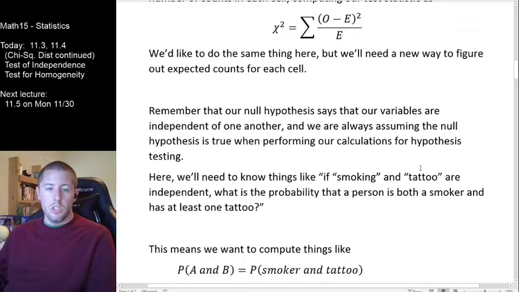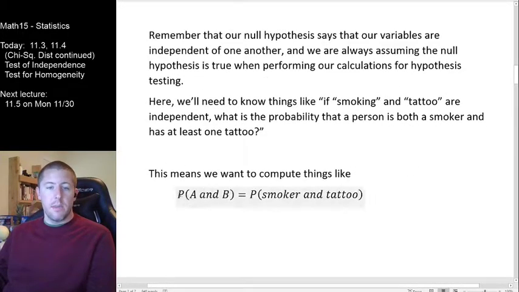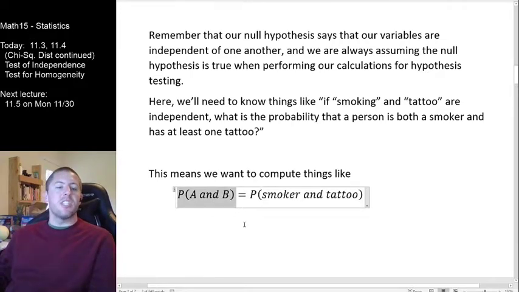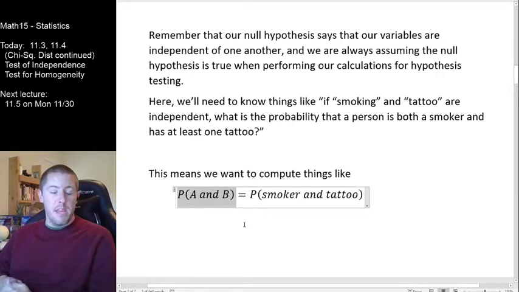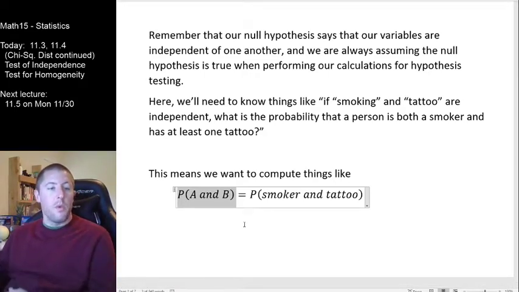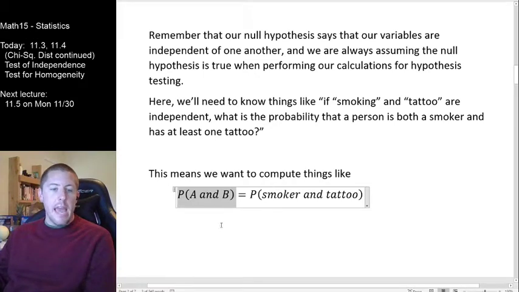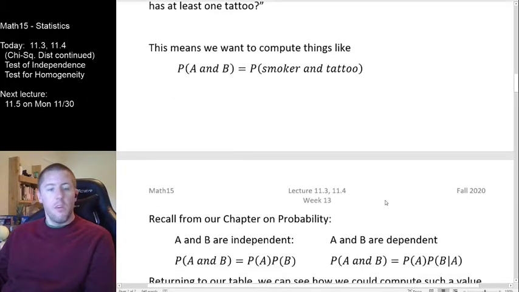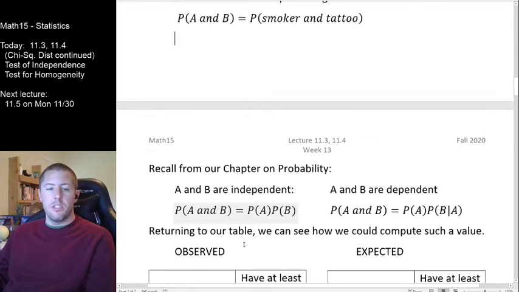So what we're trying to do is compute things like a generic probability statement, the probability of A and B. In our case, it's the probability of being a smoker and having a tattoo. So we want to compute probabilities that look like P of A and B. And if you remember, we covered this about 6 chapters ago. Recall from our chapter on probability these two distinctions. If A and B are independent of one another, then the probability that A and B are both true is the probability of A times the probability of B. We just multiply their individual probabilities together.